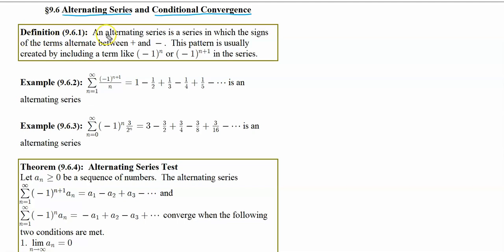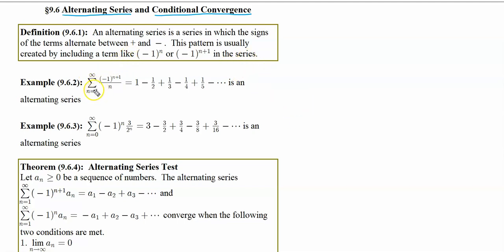So here's a definition. An alternating series is a series in which the signs of the terms alternate between plus and minus. And this pattern is usually created by including a term like (-1)^n or (-1)^(n+1) in the series. So let's take a look at a few examples here.